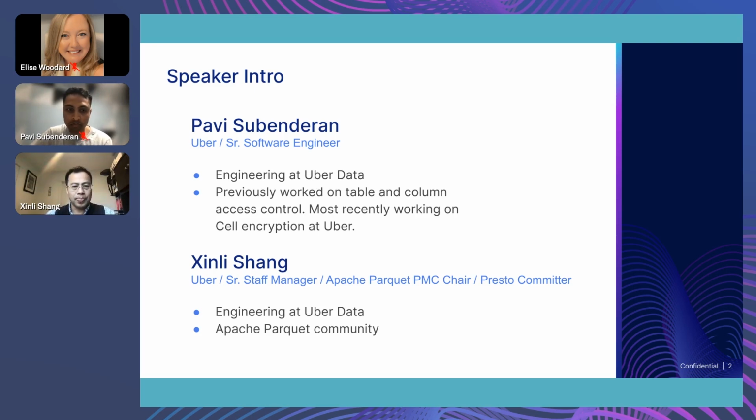Pavi is a software engineer at Uber Data. Previously, he worked on table and column level access control in Parquet. Recently, most of his work has been on cell encryption. Myself, I also work in Uber data infra. I'm leading the Apache Parquet community. Next slide, please.